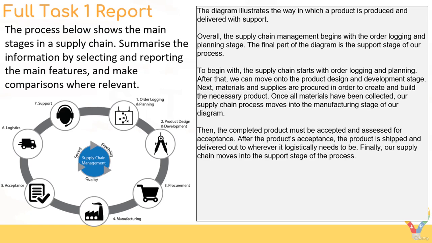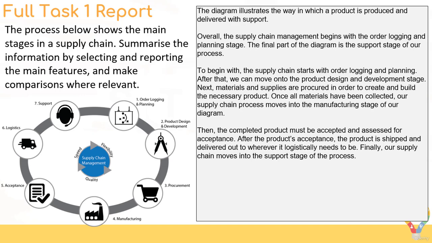The diagram illustrates the way in which a product is produced and delivered with support. Overall, the supply chain management begins with the order logging and planning stage. The final part of the diagram is the support stage of our process. That's my overview there. To begin with, the supply chain starts with order logging and planning.